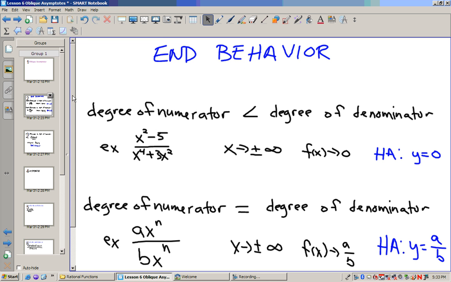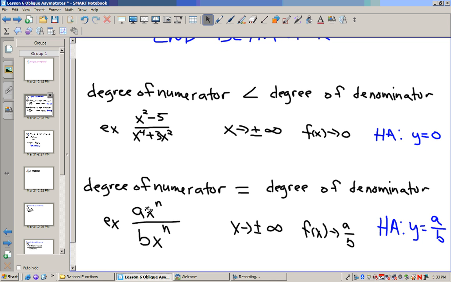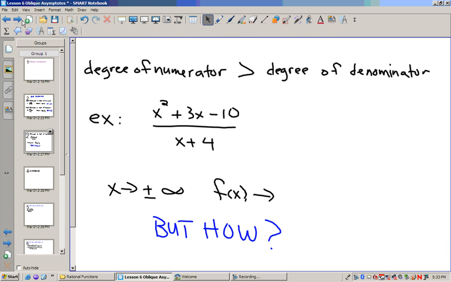Now we knew with end behavior that if the degree of the denominator is greater than the degree of the numerator, our horizontal asymptote is y equals 0. We also learned that if the degree of the numerator is the same as the degree of the denominator, so say it's x to the n over x to the n, we take a over b, the coefficients of those, so y equals a over b is our horizontal asymptote.